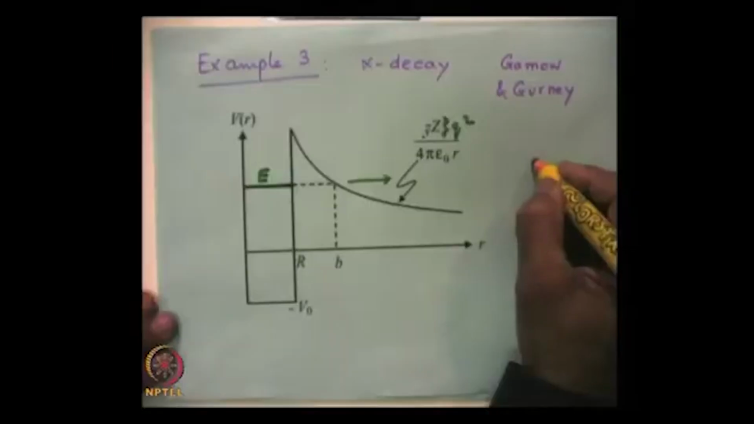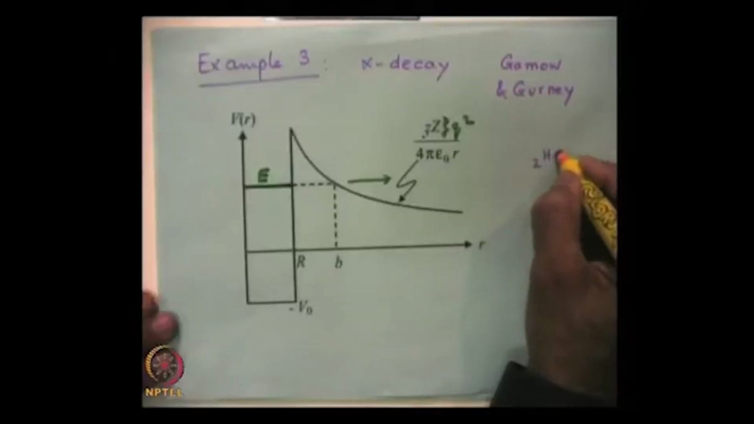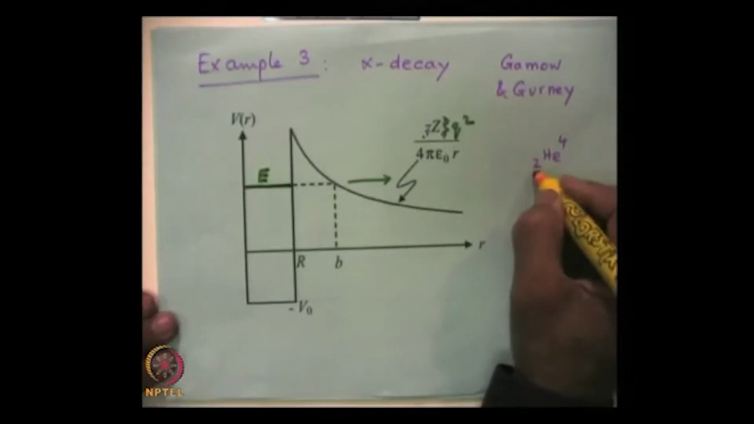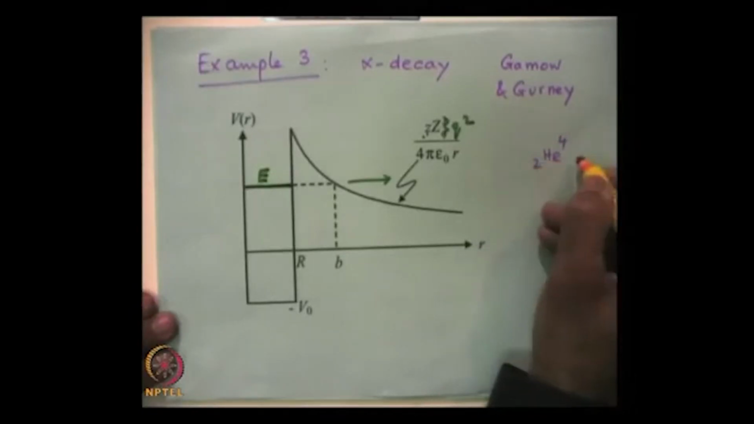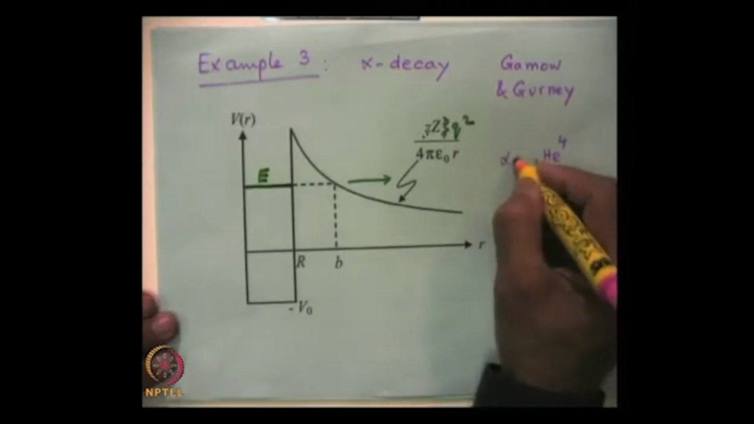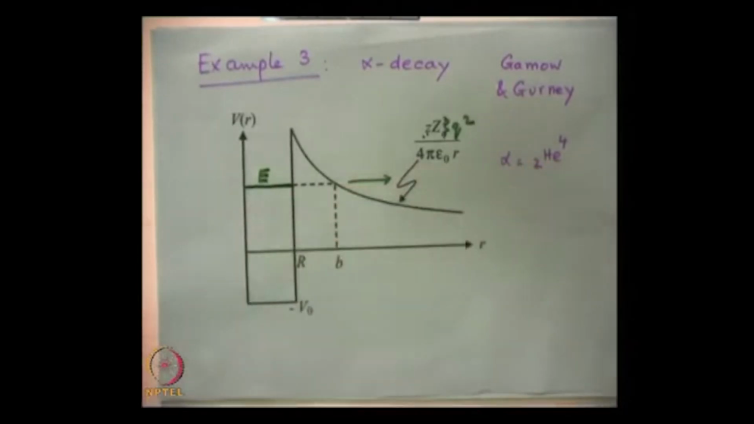If it goes out of the nucleus, then as you know, an alpha particle is essentially the nucleus of the helium atom. So, it has 2 protons and 2 neutrons. An alpha particle is the nucleus of the helium atom, so it has 2 protons and 2 neutrons. So, it is positively charged.